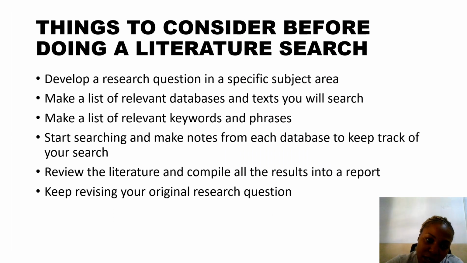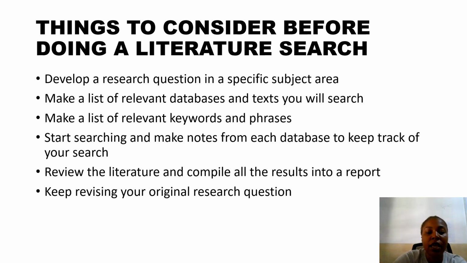Things to consider before doing a literature search. Before doing a literature search, you must have a list of research questions which you have created and a list of research objectives which you have written. Make a list of relevant databases which you are going to use for your literature search. For example, there's Google Scholar, there is Medline, there's PubMed. There are so many databases you can explore to find your scholarly articles. Then you write down the keywords or phrases which you want to use.